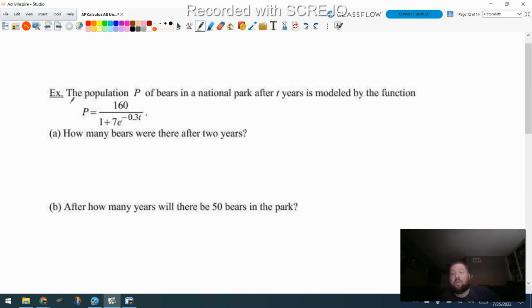So this equation represents the population of bears in a national park after T years. We want to know how many bears were there after 2 years. Okay, so we're going to start using a little function notation here. The function is called P. We want to evaluate P at the number 2. So this is P of 2. And we're simply just plugging in 2 to this. Pretty easy. You would not be expected to evaluate anything like this without a calculator. So just like that. And you plug it in. And that's it.